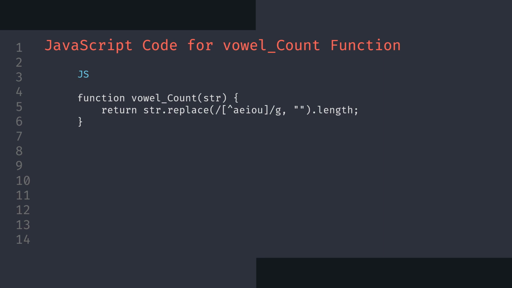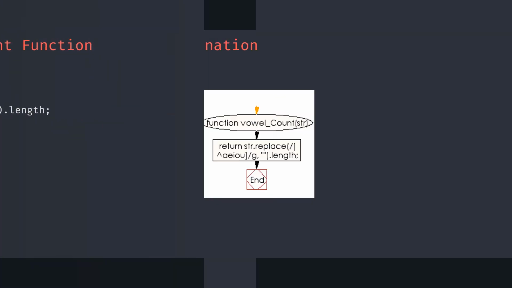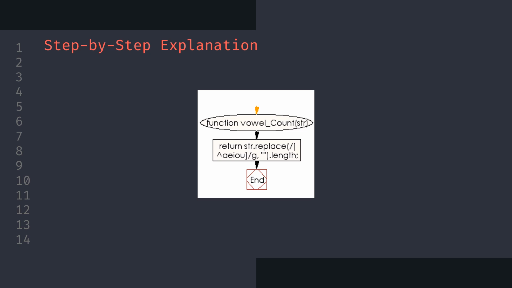Here's the code for the vowel count function. This function uses the replace method to remove all non-vowel characters from the string and then calculates the length of the remaining characters to count the vowels. We start by using a regular expression to filter out all non-vowel characters. The replace method removes everything except vowels. Finally, we use length to count the remaining vowels.